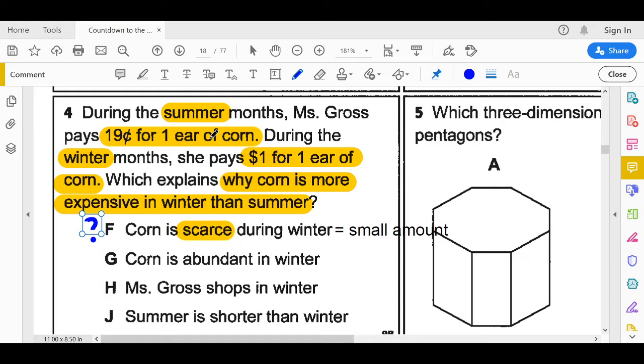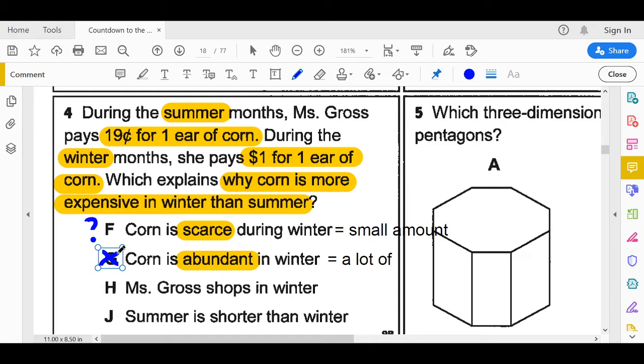Letter G, corn is abundant in winter. Well, abundant is exactly the opposite of scarce. It means a lot. So let me type it here. That abundant means a lot of something. Which again, as I just explained to you, is not true because in winter, the cold weather doesn't allow the fields to grow many things, so it's not abundant.